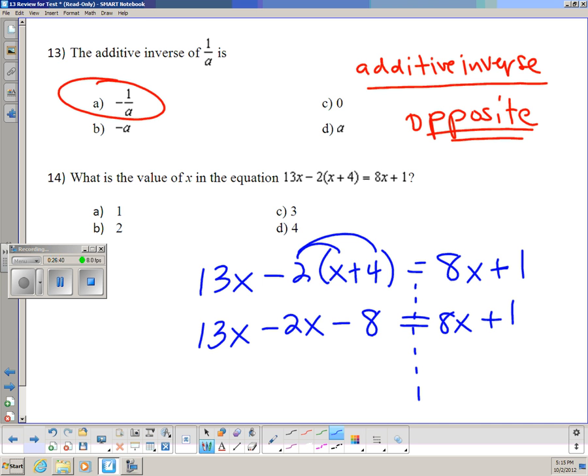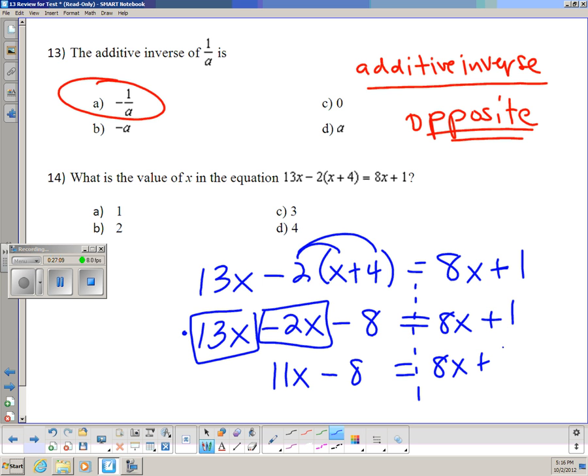Now, I'm still not done cleaning up. This is like when you clean up half your room and your mom comes in and she says, well, how about making the bed? And how about straightening up your dresser? And how about maybe doing a little dusting? We still have to clean up this left-hand side. I have my like terms, my 13x and the negative 2x. They're like terms because they have the same variable. It's x. So 13x minus 2x is 11x.